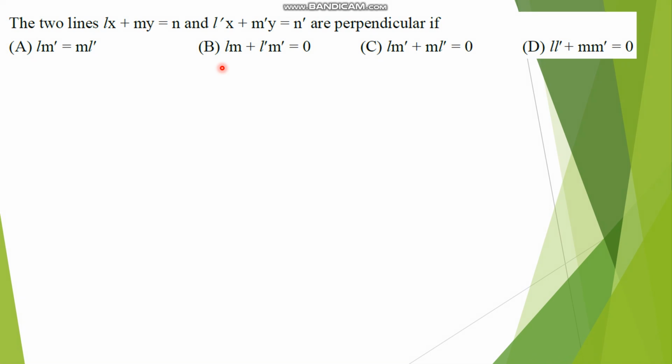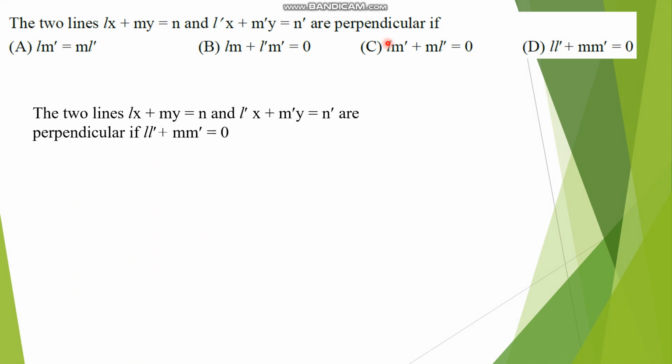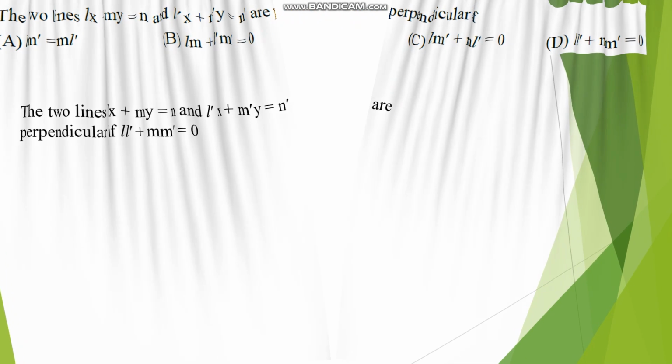If two lines Lx + My = n and L'x + M'y = n' are perpendicular. This is a direct question. This is a condition that two such lines are perpendicular if LL' + MM' = 0. So look at the options, which is option D.